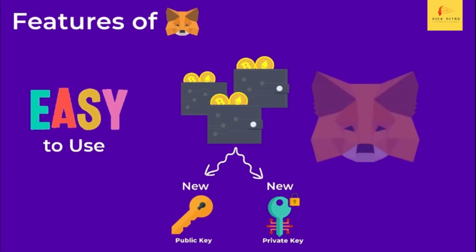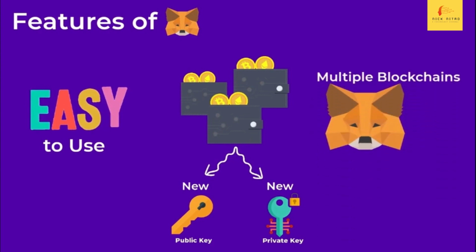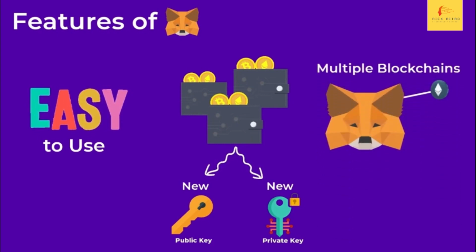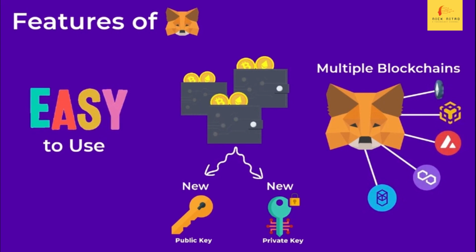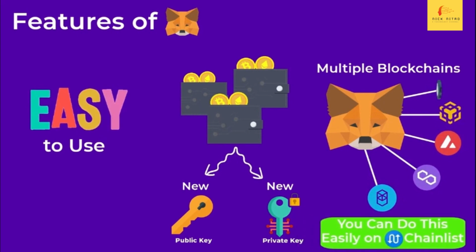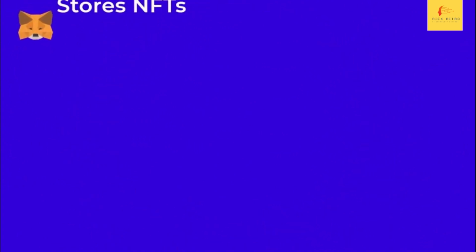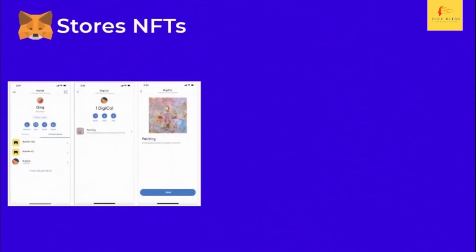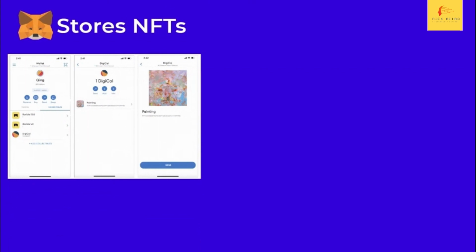Another feature of MetaMask is that you can connect it with other blockchains, not just Ethereum. You can connect MetaMask, for example, with the Binance Smart Chain, Avax, Polygon, and Phantom. You can do this very easily with Chainlist, or you can go add the networks manually. MetaMask also allows you to store NFTs you buy from marketplaces. Once you connect MetaMask and buy an NFT, it will automatically appear under the Collectibles tab in MetaMask.